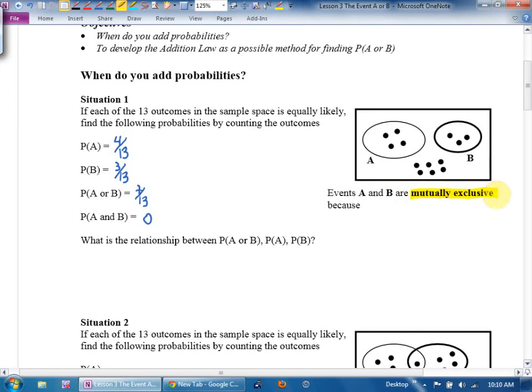Mutually exclusive. Looking at this Venn diagram, we say that events A and B are mutually exclusive because there is no overlap. That's from the Venn diagram. What we're really saying is, the probability of A and B is 0. They can't both happen at the same time.